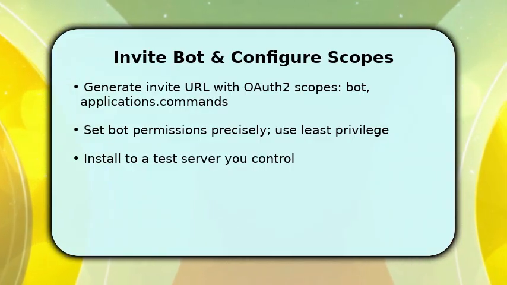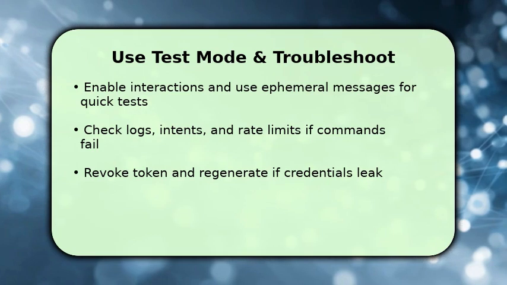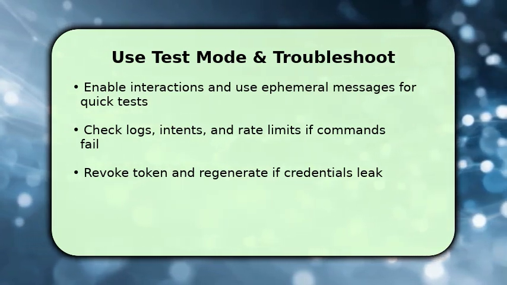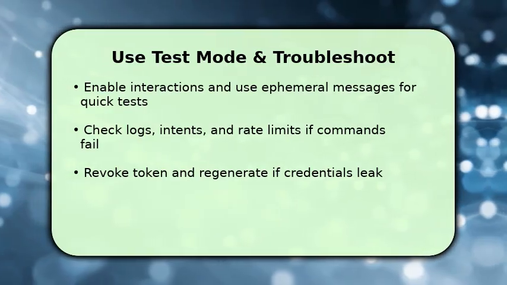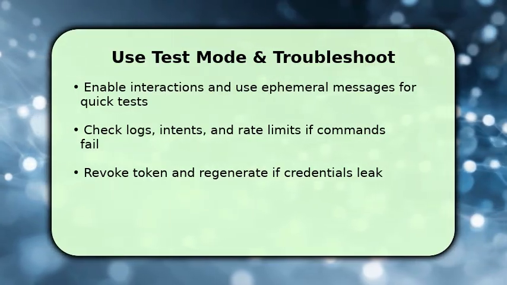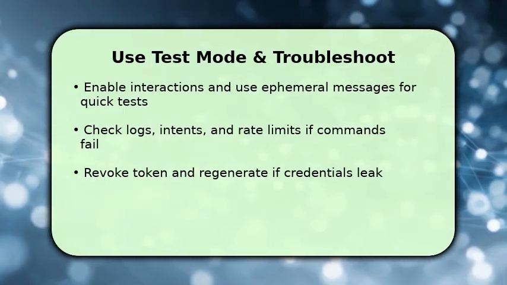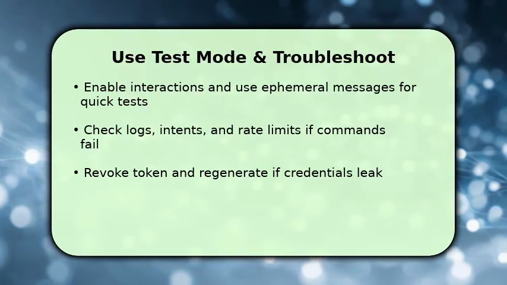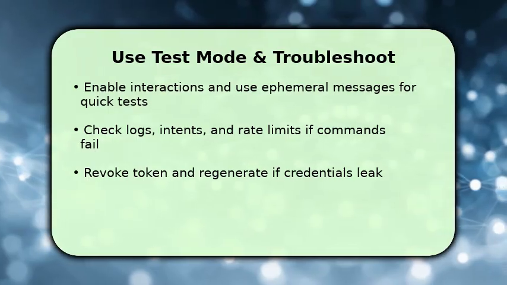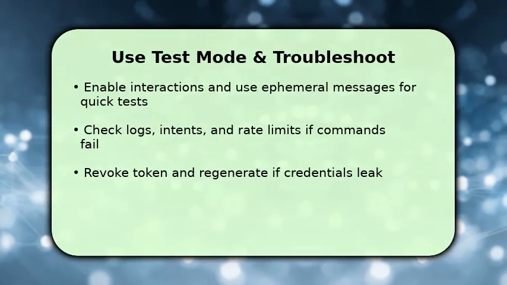Finally, run your commands and interactions in the test server while monitoring logs and responses to verify behavior. Use ephemeral responses for quick UI checks and enable required intents in the developer portal so events arrive correctly. If something fails, inspect bot logs, confirm intents and gateway connections, and watch for rate limit responses. Adjust timing or permissions accordingly. If credentials leak or misbehave, revoke and regenerate the token immediately, then reauthorize the bot to restore safety.